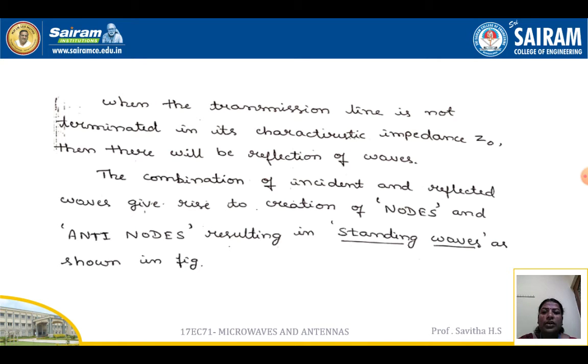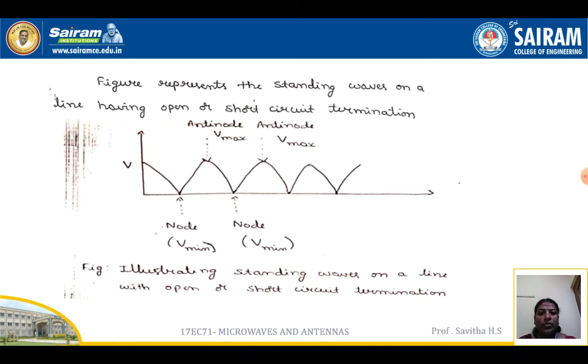So when the transmission line is not terminated in its characteristic impedance Z0, then there will be reflection of waves. The combination of incident and reflected waves gives rise to the creation of nodes and antinodes, resulting in a standing wave. So the definition of standing wave can be written like this: the combination of incident and reflected wave gives rise to the creation of nodes and antinodes. This results in standing waves.